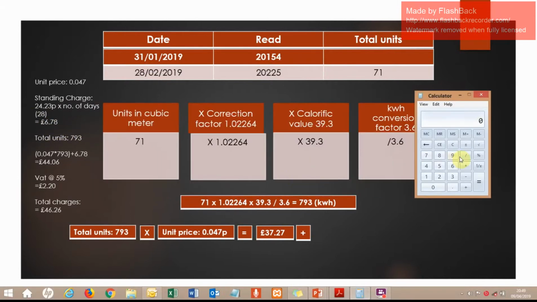But don't get confused by the way I've written that. Because it's 24.23, you need to divide that by 100, and then you get the rate 0.2423, multiplied by the number of days, and that gives you £6 and 78 pence. This is the standing charge for 28 days.